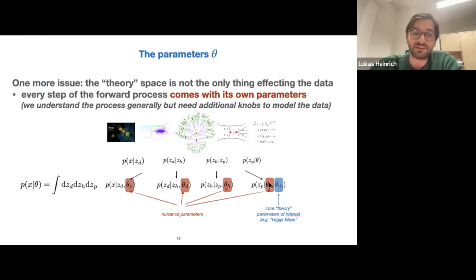But actually, in this latent Markov process, every type of transition probability comes with its own set of parameters, and so these, of course, affect the data. But there are parameters of low energy physics that don't really have anything to do with the stuff that we are interested in doing inference on. And so these parameters are, in that sense, nuisance parameters. They're really necessary in order to model the data, but they're not parameters that we're interested in producing, for example, confidence intervals for. So this is necessary, but it complexifies the model quite a bit.